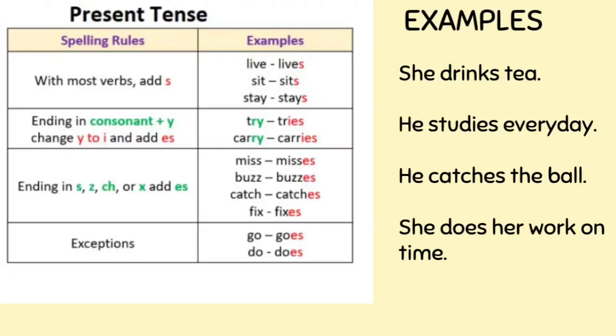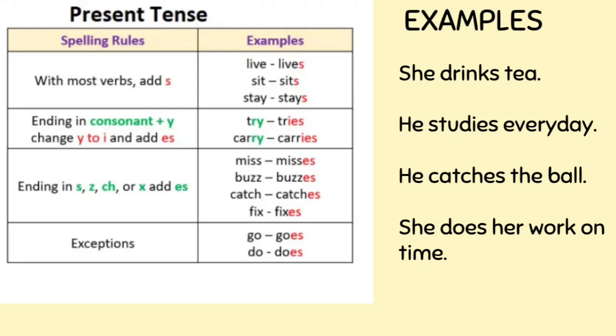Let's learn spelling rules for simple present tense. First one is with most verbs add s in the end. Example, live, lives, sit, sits, stay, stays. So for most of the verbs we will use s in the end, right? Example, she drinks tea. So the verb is drink and she is singular and third person also. That is why we are using s in the end.